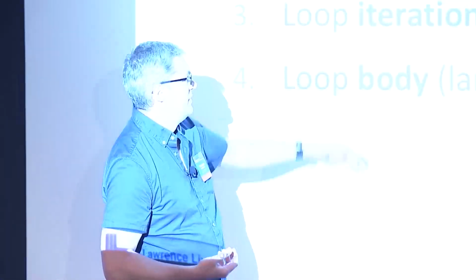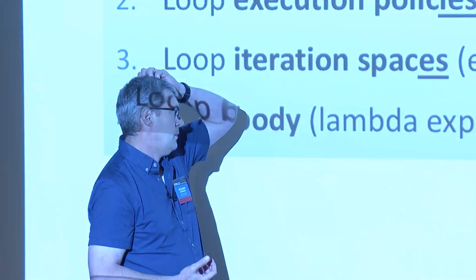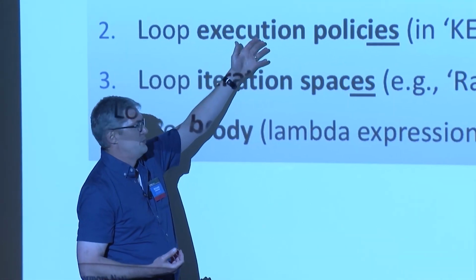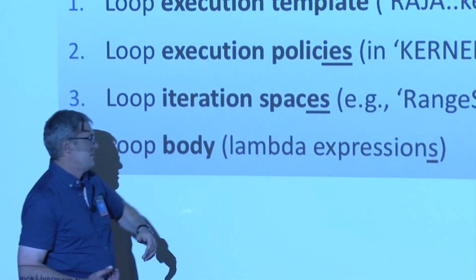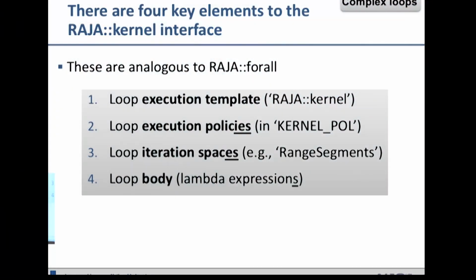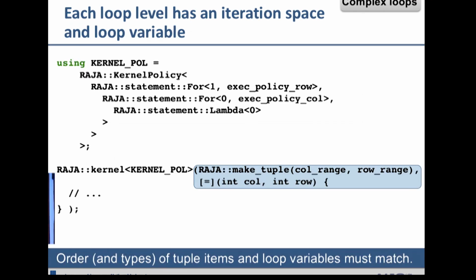What kernel does is, it's more complicated than this, but they're basically variadic templates now where you have multiple policies, multiple iteration spaces, and multiple lambda expressions to compose the loop kernel. So as I mentioned, each loop level has an iteration space and a loop variable, right? What we have here. And we have this tuple machinery.